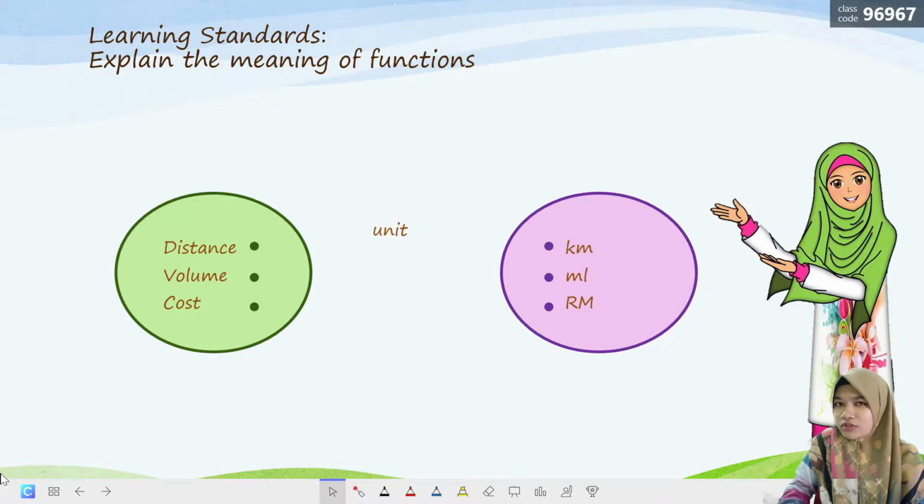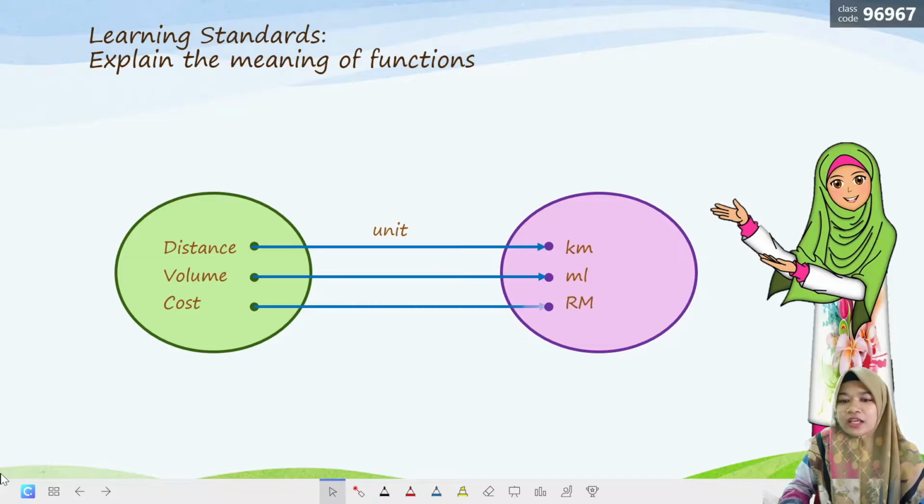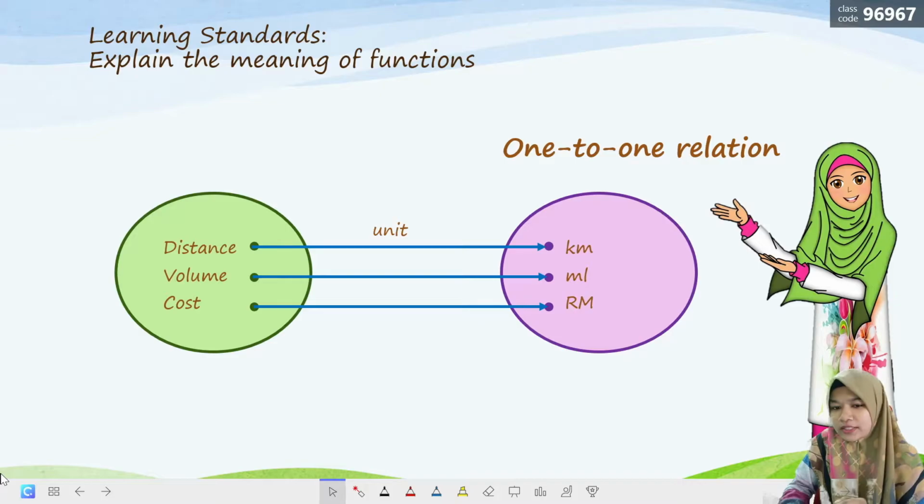Okay, what is unit for distance? The unit for distance is kilometer, and then the unit for volume is milliliter, and unit for cost is in rm. So what you can see here, each element in set A is mapped into an element in set B. Okay, alright, 1 to 1. Okay, this one is known as 1 to 1. Okay, every element in set A ada kaitan dengan element in set B, dia punya relationship 1 to 1. Awak tengok the arrow, setiap arrow tu satu kepada satu.